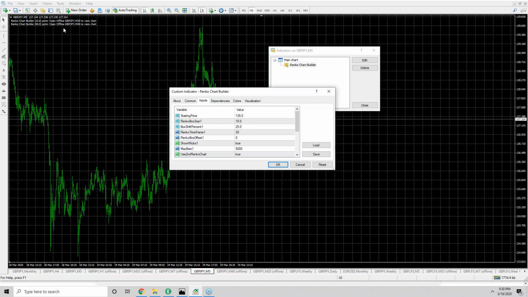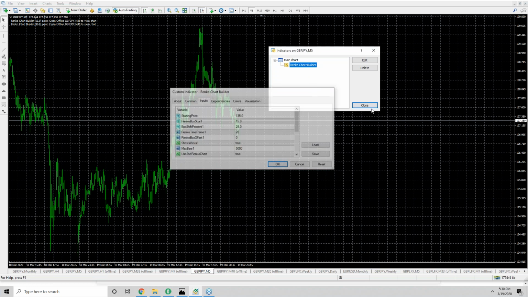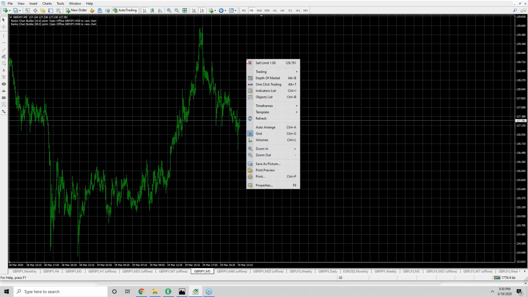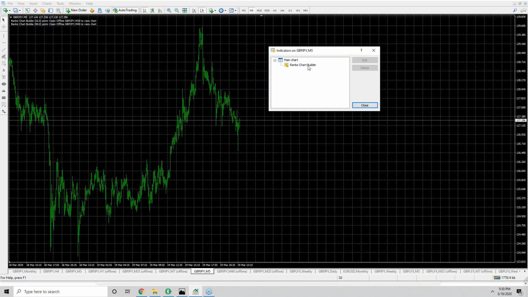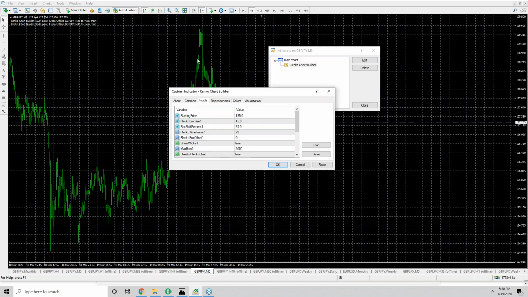Let me go step by step. Right-click on the chart, and you see the indicator list. Click on that, then double-click on this indicator, and the indicator window you have on this chart will open up. Obviously the setting is that the top price is the starting price, and you add to it. This is 127.14, make it 137.14, simple as that. So instead of 35, you don't have to be exact, 137 is fine.